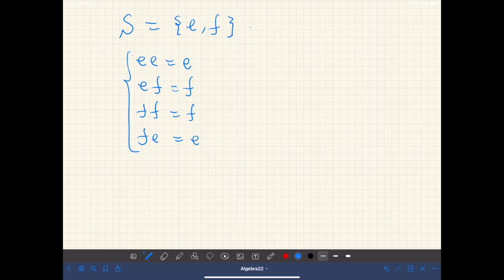Now, this E acts from the left and it behaves like the identity element as long as we just look at an operation from the left. Okay? But it is not, because if we multiply E from the right to F, then we get E instead of F. So this violates the definition of the identity element. So E is not identity.